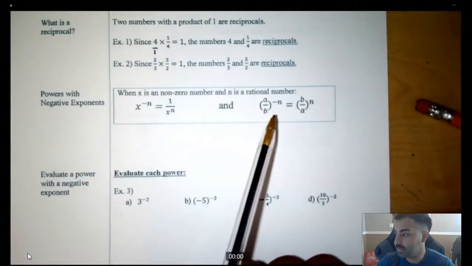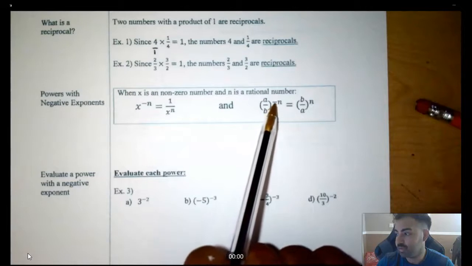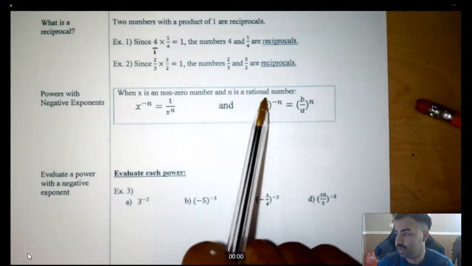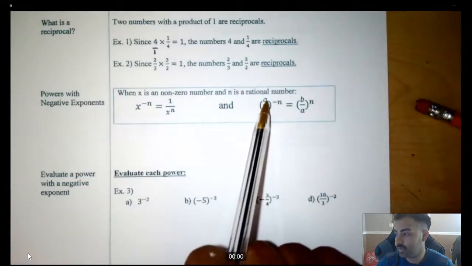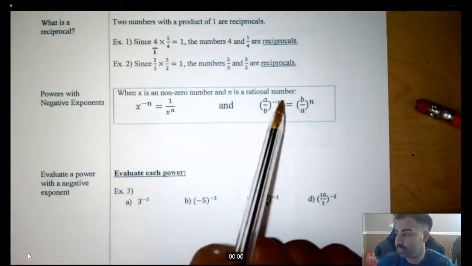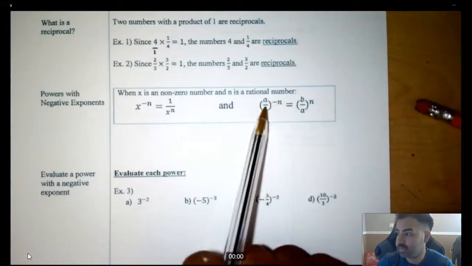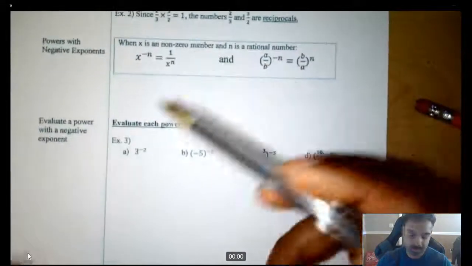So here, negative n, and from the power rule, this will go to the a, and it'll go to the b as well. So they both have negative exponents, so what do you do? You can just flip it around. So when something's to a negative exponent, you just flip the denominator and numerator around. So let's check some examples out here.